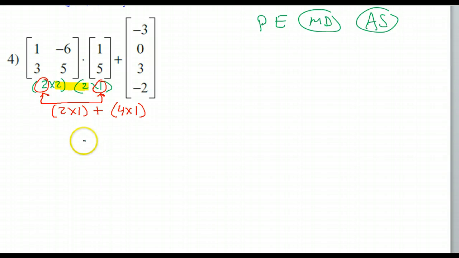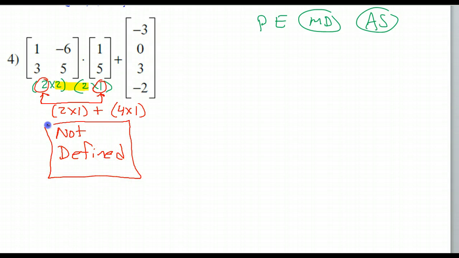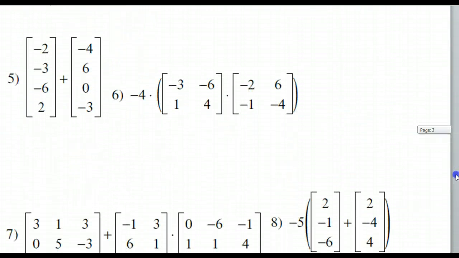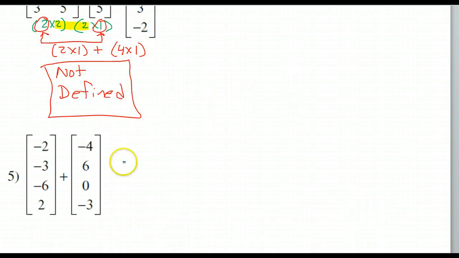In order to add, the dimensions have to be exactly the same. You can add a 2 by 1 and a 2 by 1. You can add a 4 by 1 and a 4 by 1. But you cannot add a 2 by 1 with a 4 by 1. So this is going to be not possible, or you can say undefined. Either way. All right, so we're done with number 4. All right, let's deal with number 5.